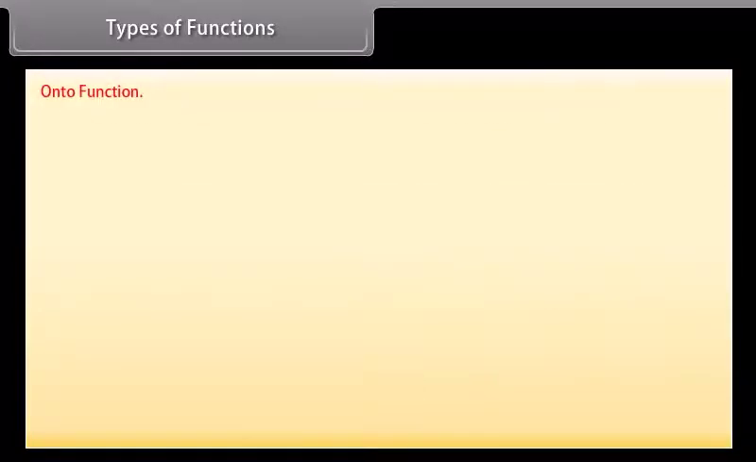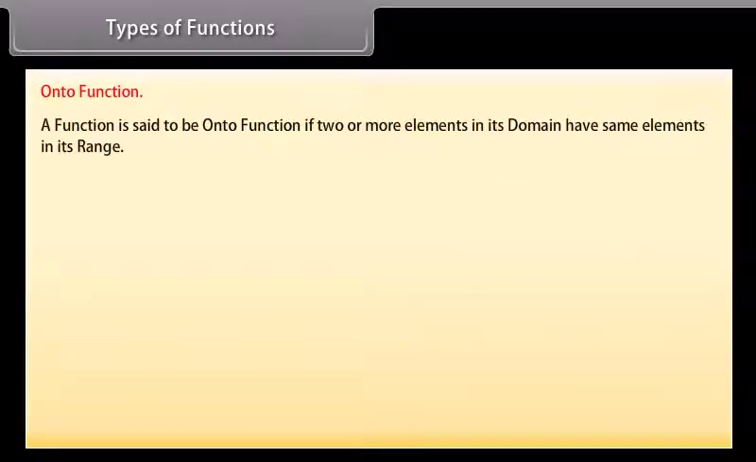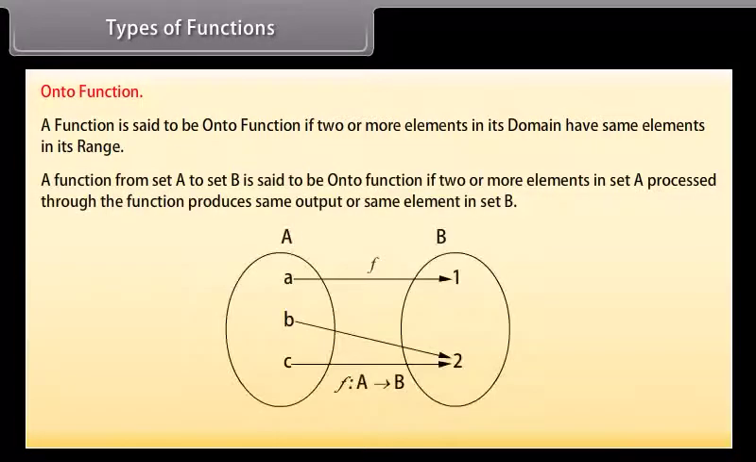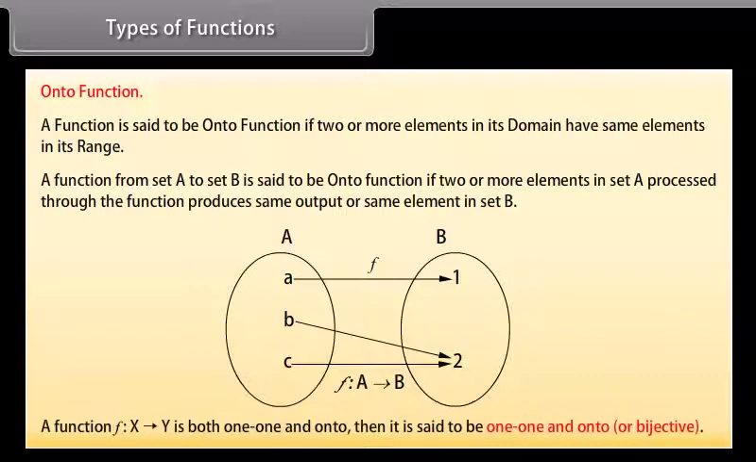Onto function. A function from set A to set B is said to be an onto function if every element in its range is the image of some element in its domain. If a function f from X to Y is both 1-1 and onto, then it is said to be 1-1 and onto, or bijective.